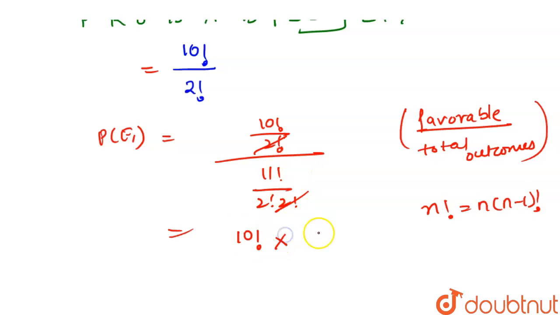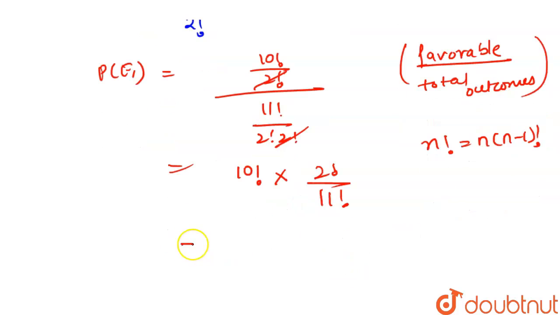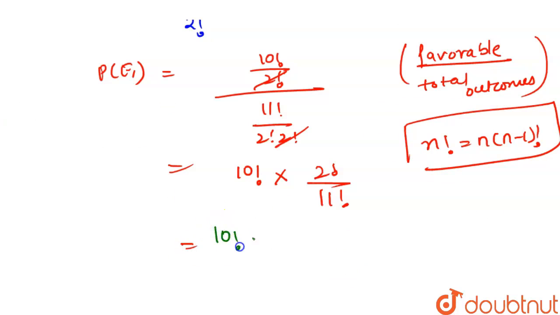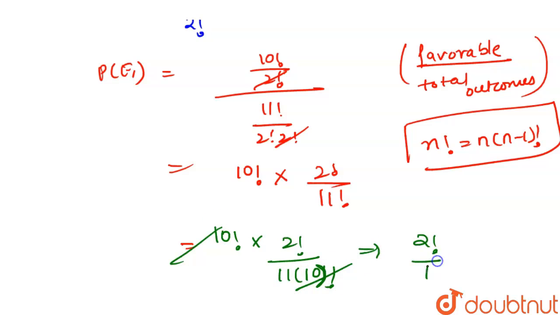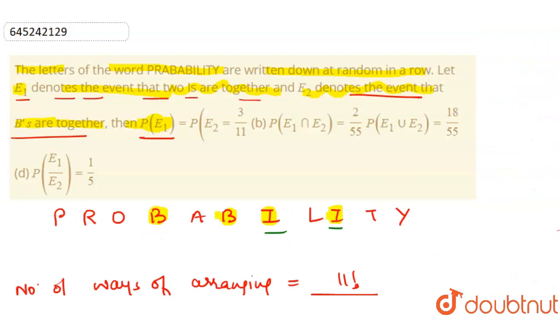So taking the reciprocal will give us 2 factorial upon 11 factorial. We can write 11 factorial using this identity as 11 into 10 factorial, because 11 minus 1 is 10. So 10 factorial will be cancelled out. 2 factorial upon 11, that means 2 into 1 is 2 upon 11. So 2 upon 11 is the required probability. That means this option. This one is wrong; it should be 2 upon 11.